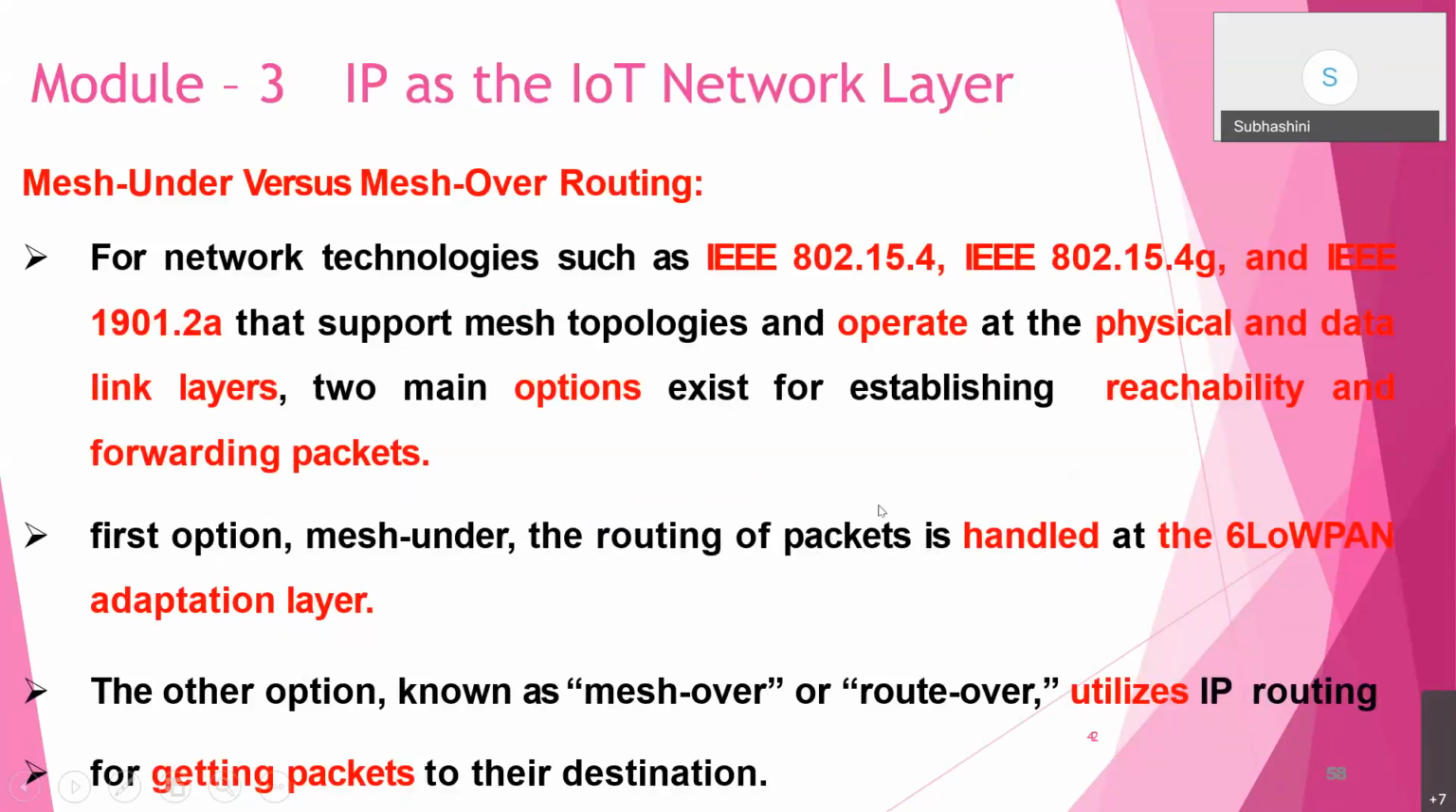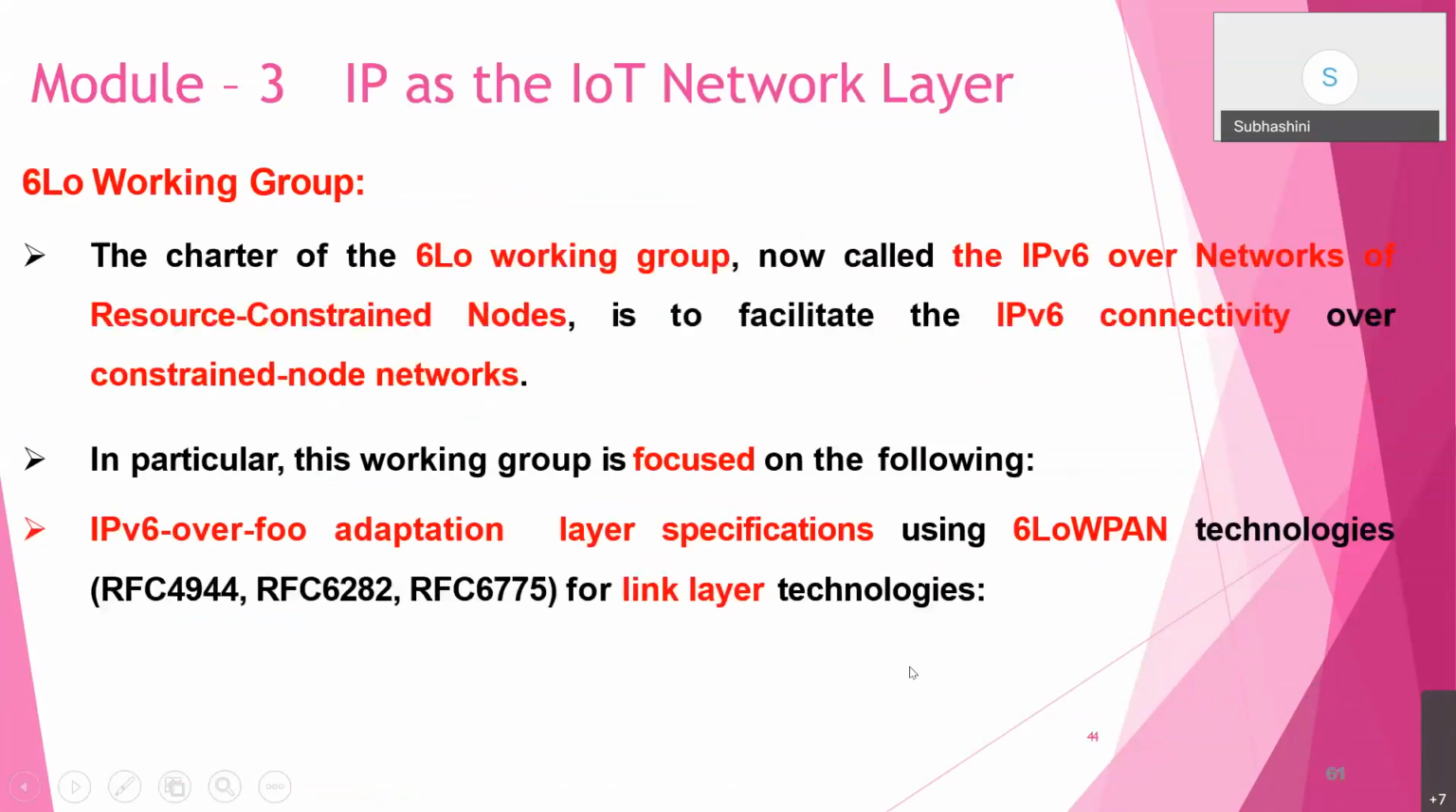In the sense, madam, how can the data link layer be used for routing? Definitely not all aspects of the data link layer. Some functionality of the data link layer is used for routing under the mesh under approach. Whereas mesh over talks about IP completely taking over the routing task. That's the definition. Now, moving on to the next adaptation standard, which is 6LoW.